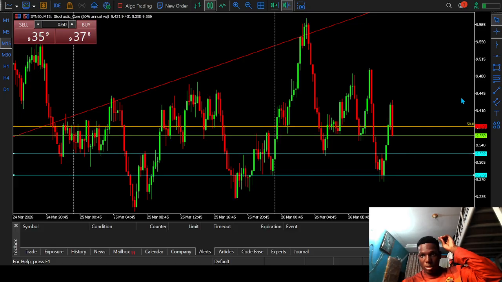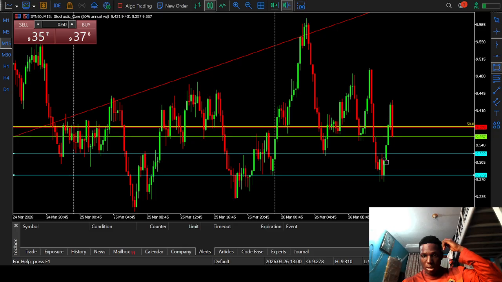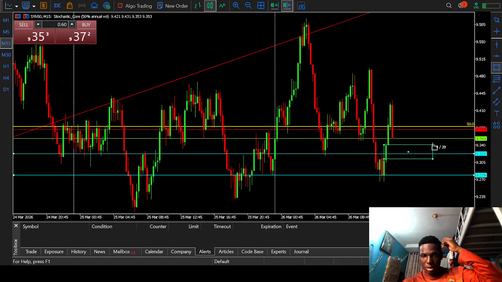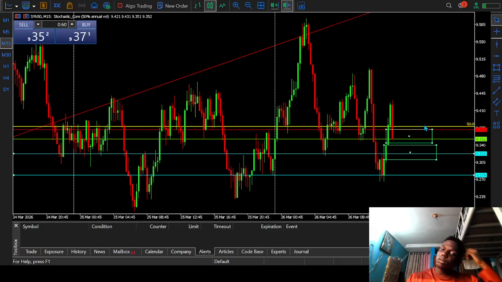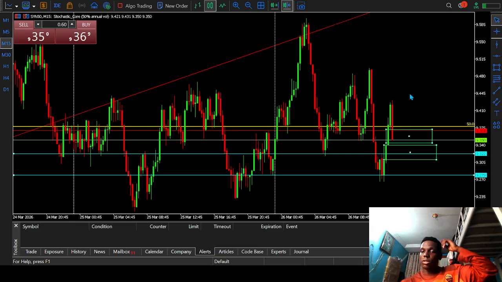Okay, so I'm expecting that we're already retracing into the fair value gap. Either this one or this one. Okay, so either of these two, or this one right here. Let's move this one. Okay, so either of these two, so I'll be looking forward to seeing buying power out of it. So hopefully we can get in right in this next one.